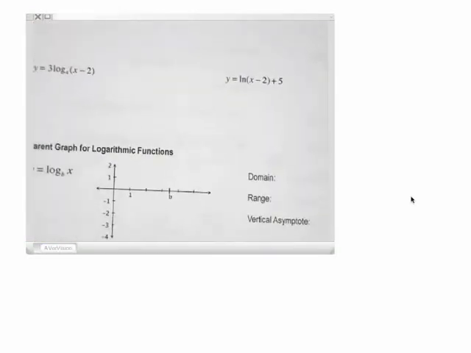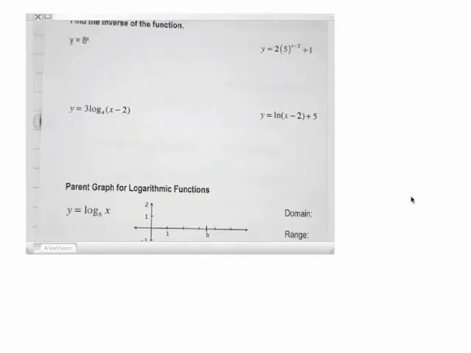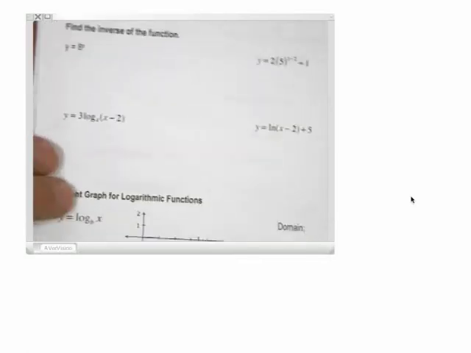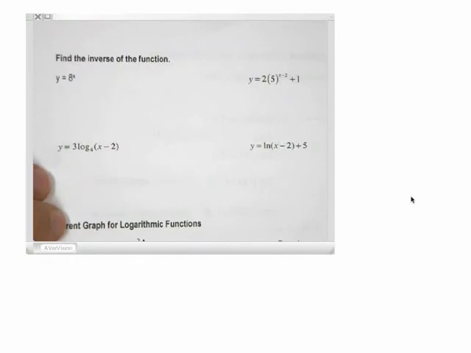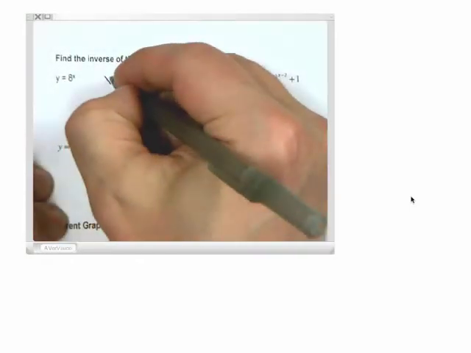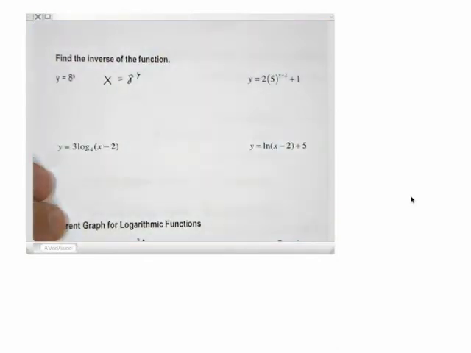Okay, then we're going to have some problems where they're going to ask you to find the inverse of an exponential or a logarithm equation. Now, if you remember back to last chapter, one of the things we had to do was find the inverse of functions. And what we first learned was we have to switch the x and the y. So I have to put the x here and the y there. That's the first rule of solving for inverse functions.